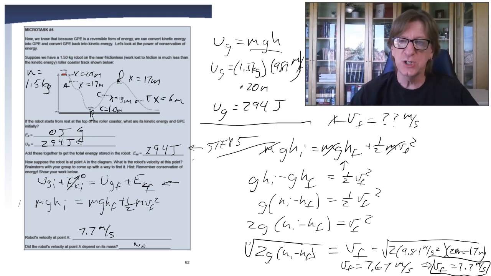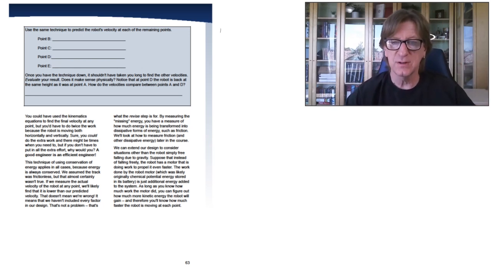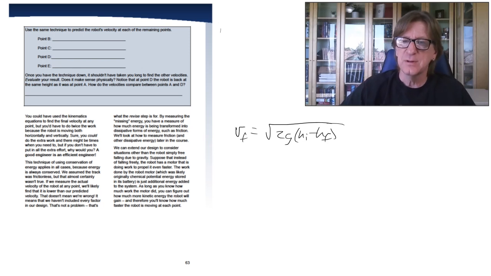But what I want you to do now is go to the next page. Now that you've got your expression, your equation, it's going to be very easy for you to find the rest of these values. So just to remind ourselves of what that looked like, we said that VF was equal to the square root of 2G(HI minus HF). Okay, let's set up the one at point B, and then I want you to work out all the rest of them.